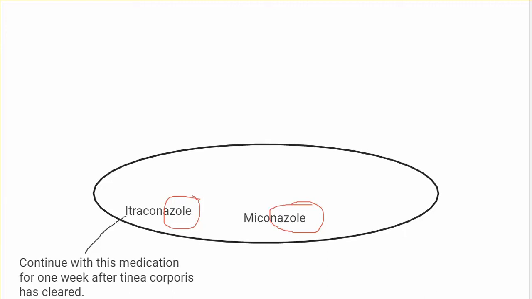Itraconazole is another azole antifungal that can actually be used with ringworm. So ringworm is one of those special ones, whereas with miconazole, people will get a 7-day or a 3-day, a specific amount of days for the treatment. Itraconazole is a little different. We tell people to continue with that medication for at least 1 week after the tinea corporis has cleared, okay?